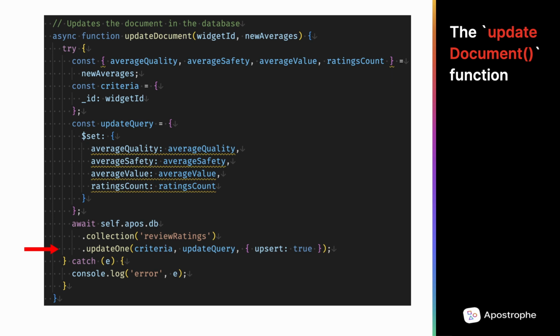In this case, we are specifying that the record to be updated should exist in the review ratings collection of the database. We are adding an object with a property of upsert: true as the third argument to indicate that if the document isn't found, it should be created and given the _id specified in the criteria object and the values from the $set object.